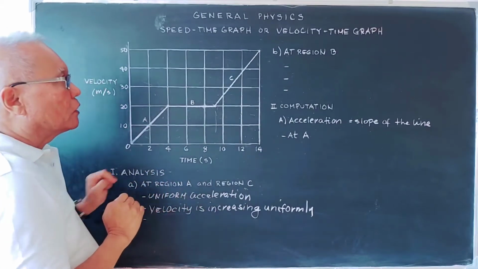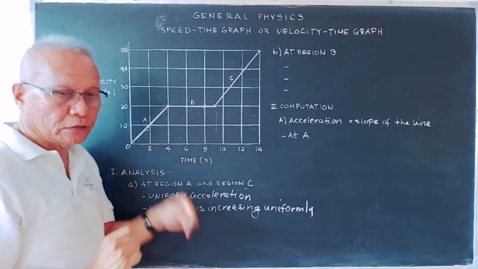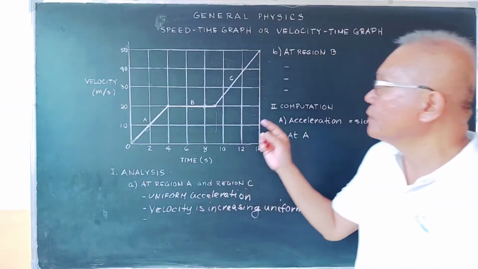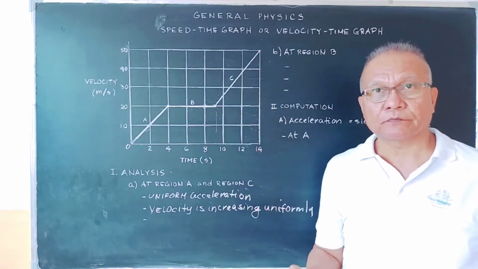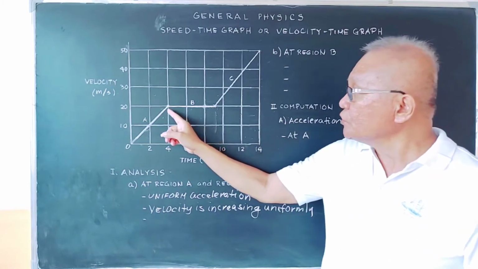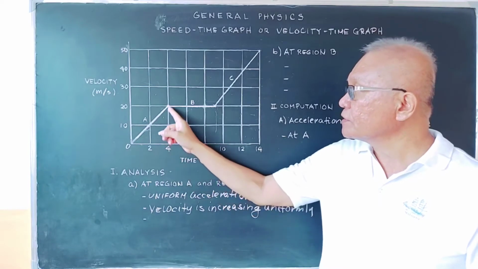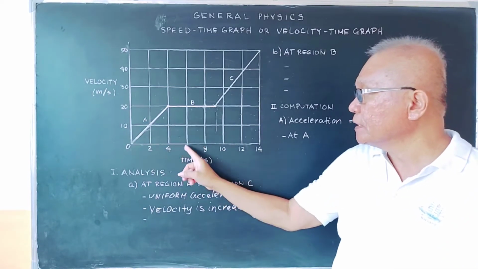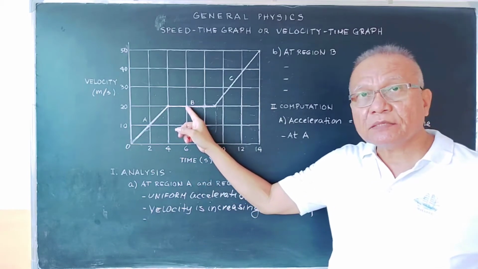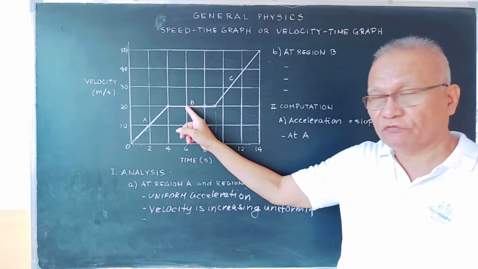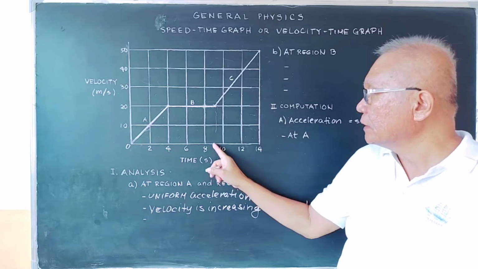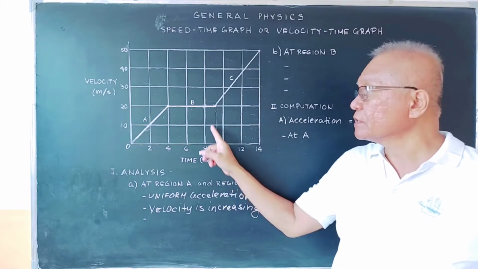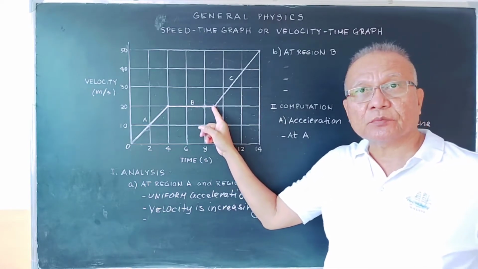Okay. Now, let's have region B here. What can we say about region B? Region B, 4 seconds, it's 20 meter per second. 5, 20, 6 seconds, we have still 20 meter per second. That's the velocity until the 9th here, which is still 20 meter per second.